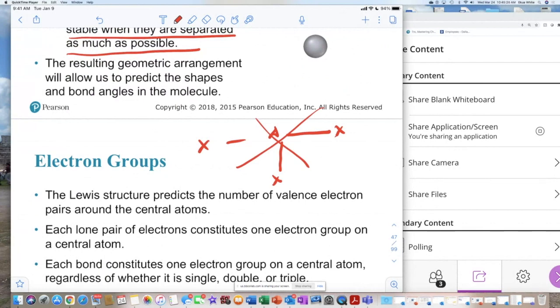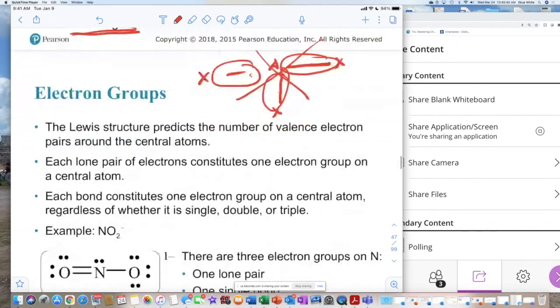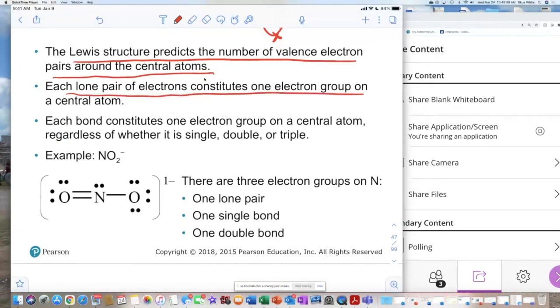Okay? Because Vesper theory says when you have bonds around each other and bonds are technically negative, they'll repel each other and then they'll come up to a natural arrangement where there is minimum energy. So that results in bonds being at an angle that's not necessarily 90 degrees. Okay? So we're being told here that the Lewis structure predicts that the number of valence electron pairs are usually around the central atom. We're told each lone pair constitutes one electron group.